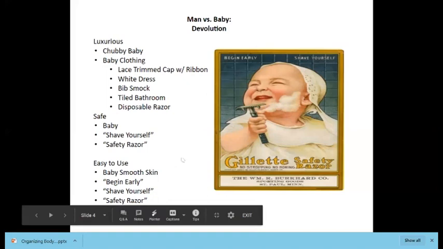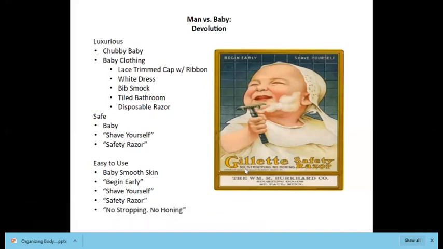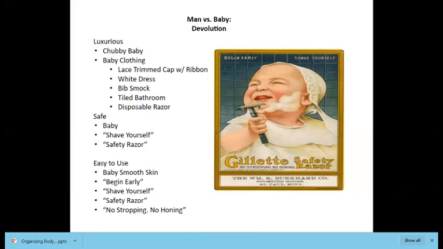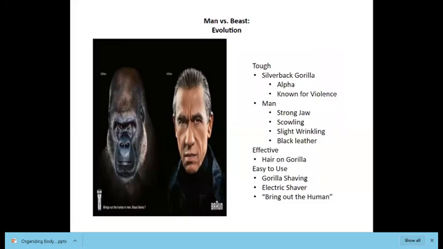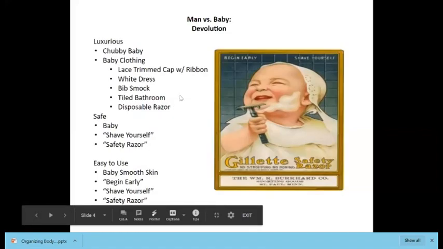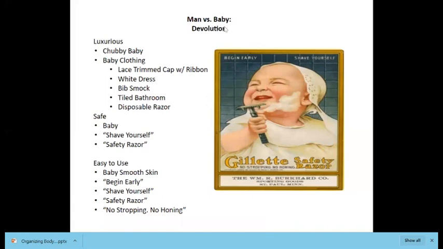Shaving yourself ties into that same idea as well, that it's so easy that even a baby can do it. And there's no stropping, no honing. Of course, you don't have to maintain this razor in the same way that you would a straight edge blade. Oh, and I forgot to mention, go back. And I titled this one Man versus Baby, and we're looking at devolution.